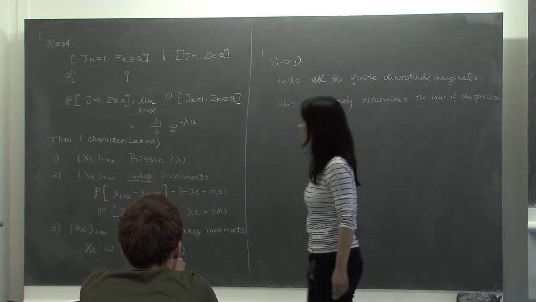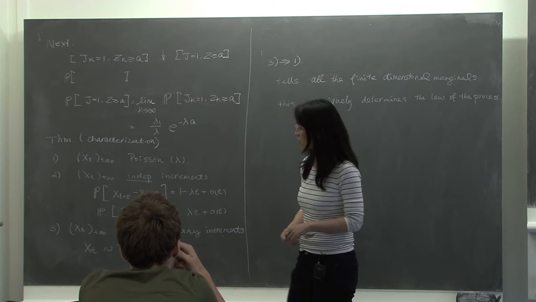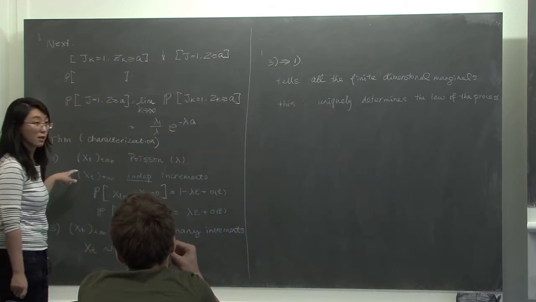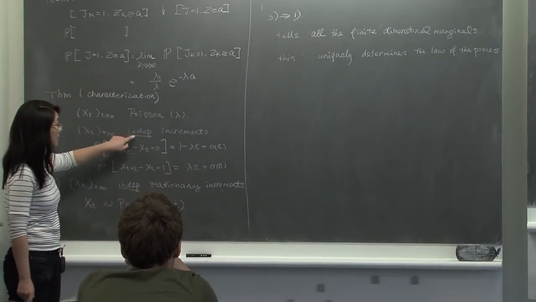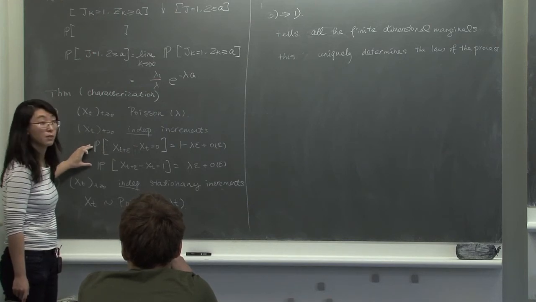So this completes the proof that these three statements are equivalent. And from here, we can say that in order to check whether a process is a Poisson process, we only need to check the second statement. So we only need to check it has independent increments, and we only need to calculate these two probabilities.